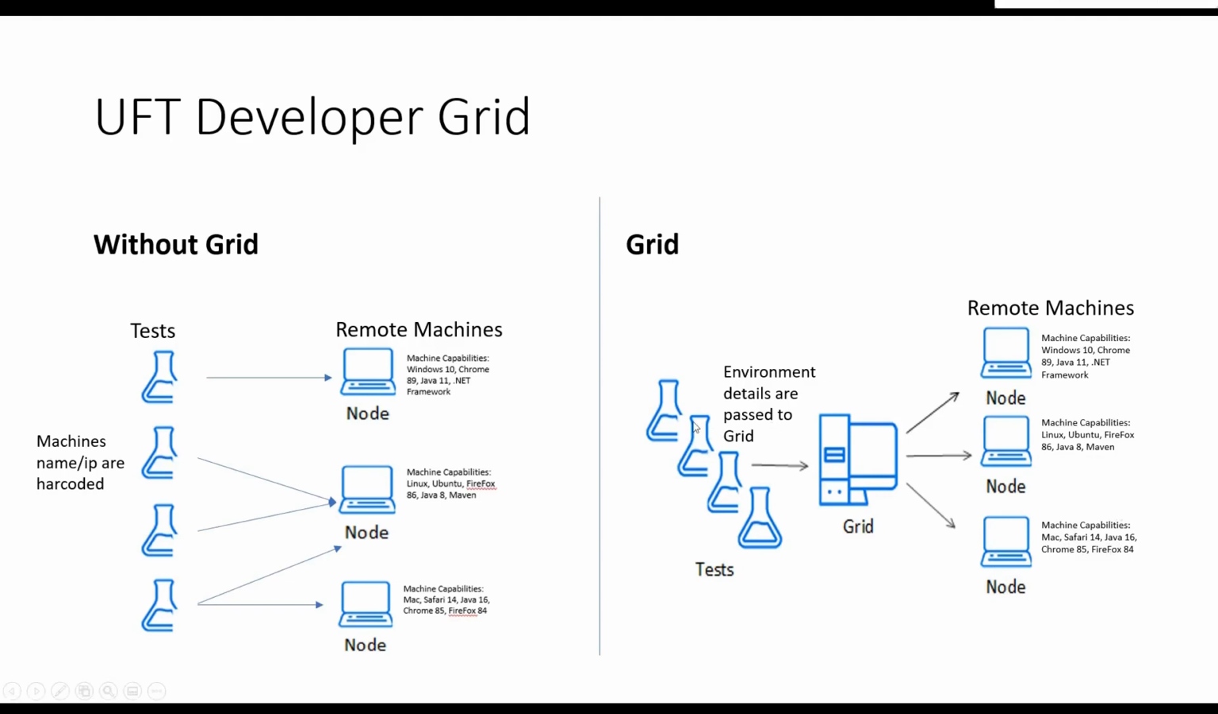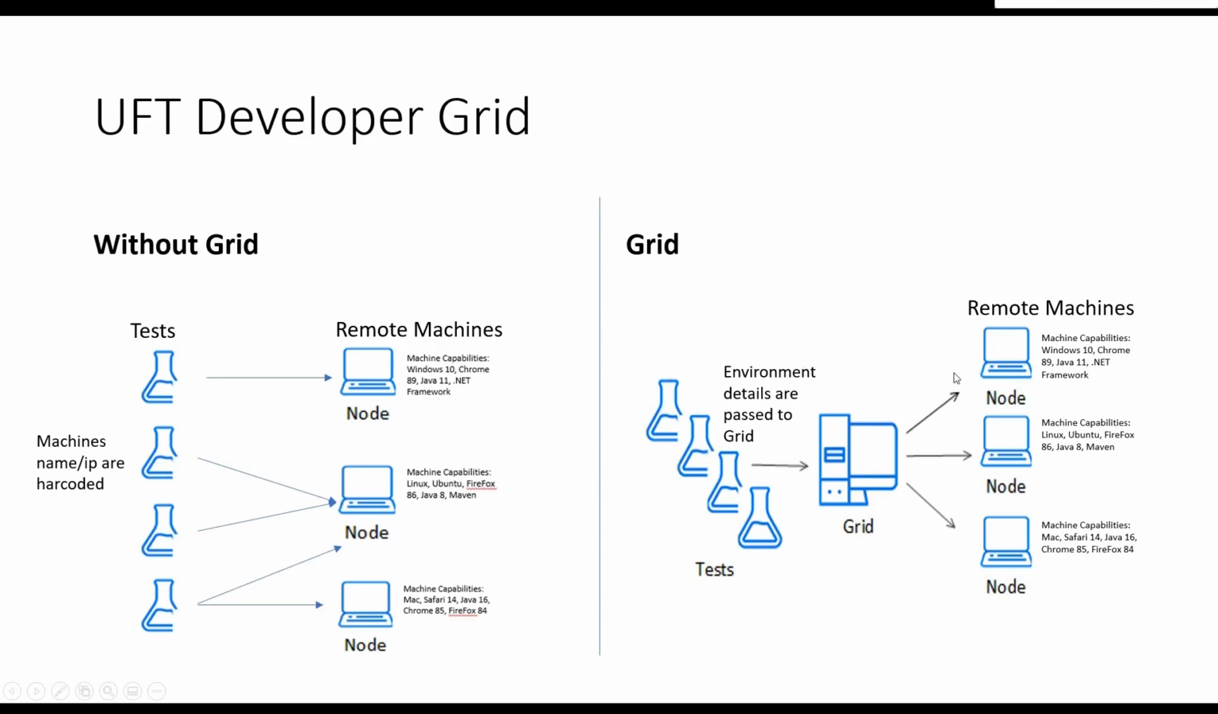Now, when you run a test, for example, the first test that you pass to the grid, let's say, has the environment details to run on a Windows machine. So the test is passed to the grid, and the grid dynamically allocates that test to the appropriate machine which has the right capabilities to execute that test. And these environment details are what we define inside the test.